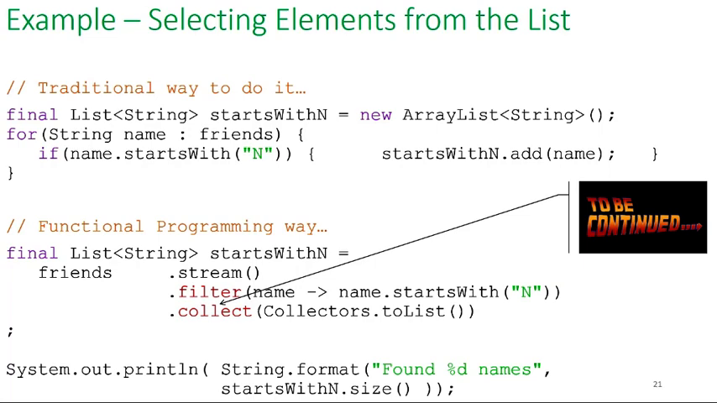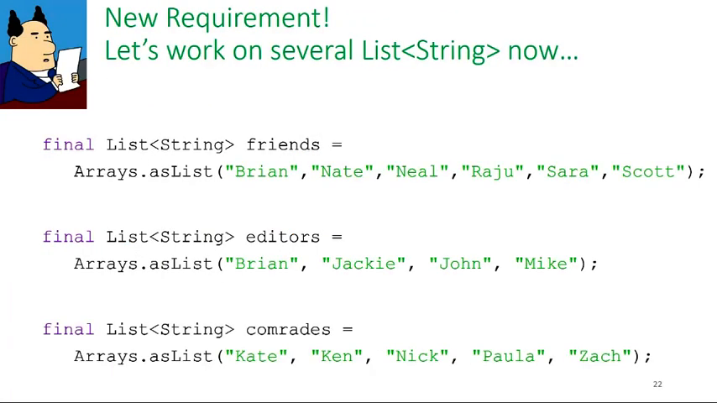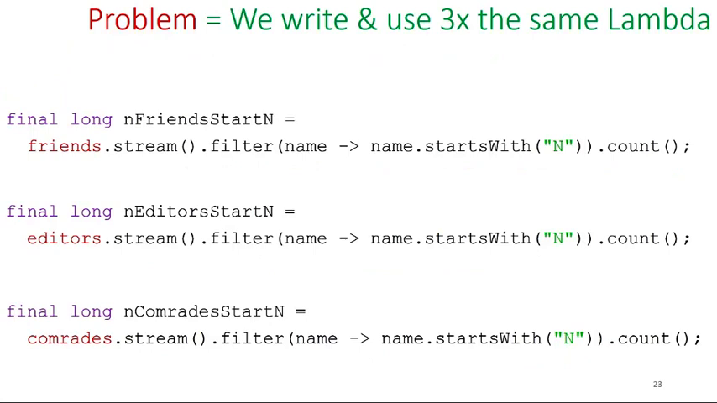Hold on, I'm going to finish that example, then I'll go back to your question. That's the pipeline we are trying to build. And then, here's our problem. We have 3 different lists of names: friends, editors, and comrades. And we want to apply the same pipeline to the 3 of them. So what is it going to look like? It's going to look something like this.